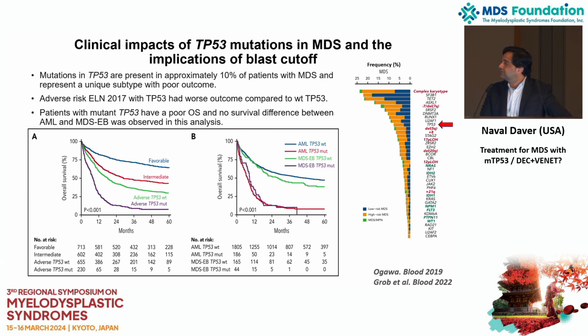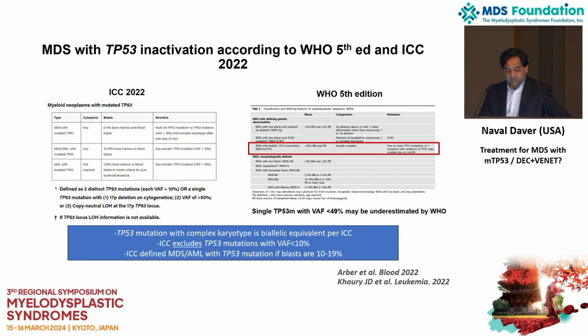There is a growing discussion about whether there is a difference between MDS and AML in the blast percentage when it gets to the real TP53, which are the patients who have a high VAF and complex cytogenetics, and I'm going to talk about that a little bit more.